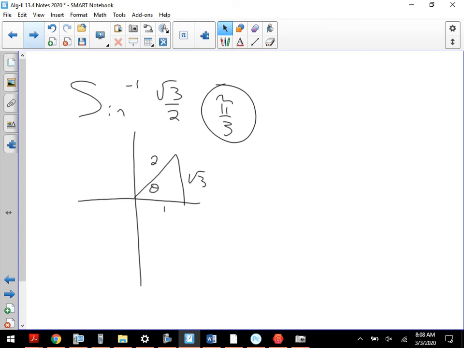Try and keep everything in radians. Think of it this way, you're always asking what angle has sine value of root 3 over 2.